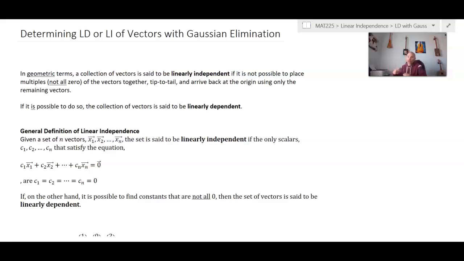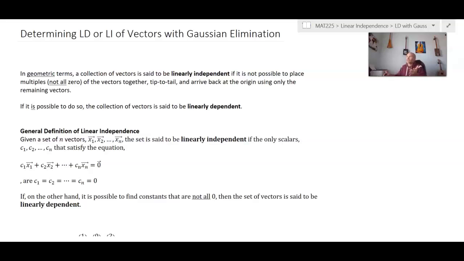It can be really hard to look at a set of vectors and have an intuitive sense of whether or not they're linearly independent. So there's a mathematical way to determine whether the set of vectors is linearly independent or linearly dependent, and this is where the mathematical equation helps us formulate that. We know what to visualize geometrically.